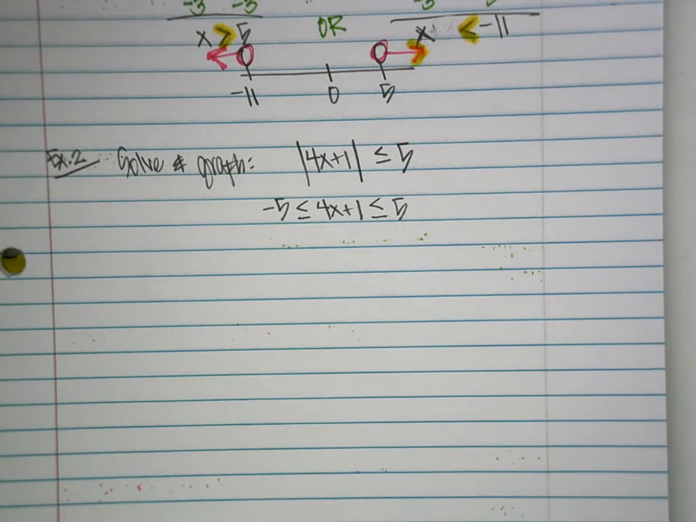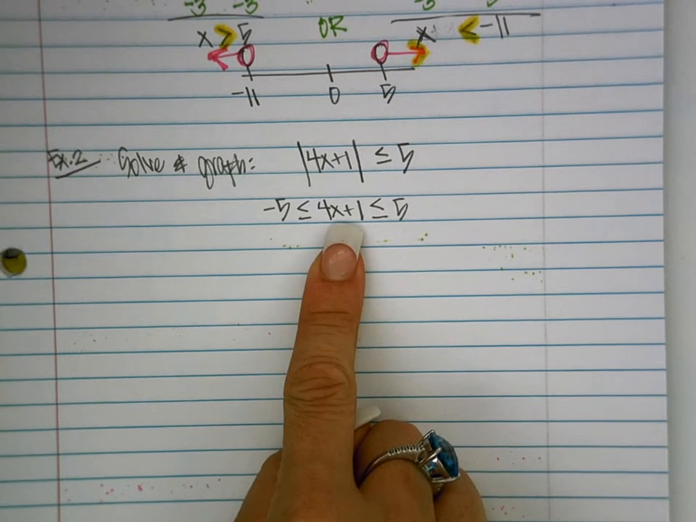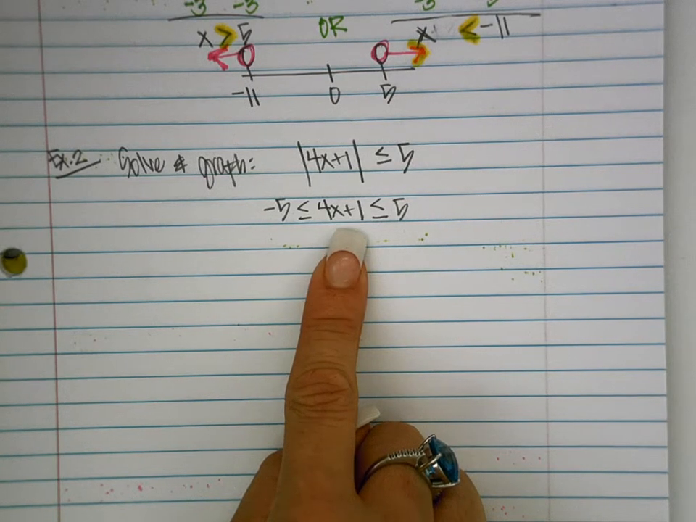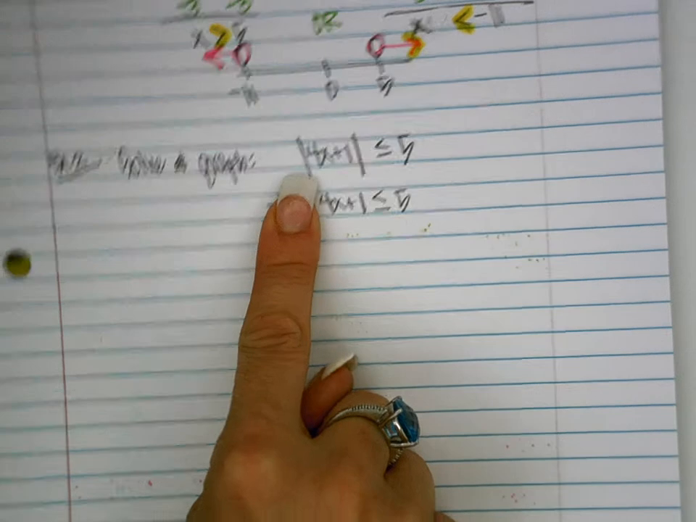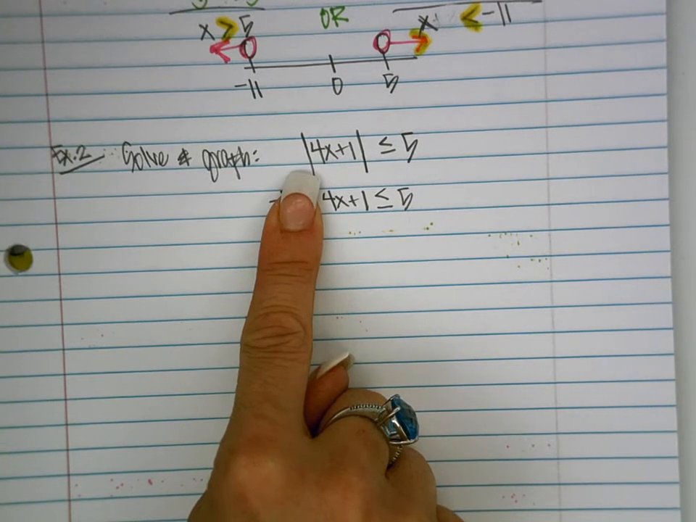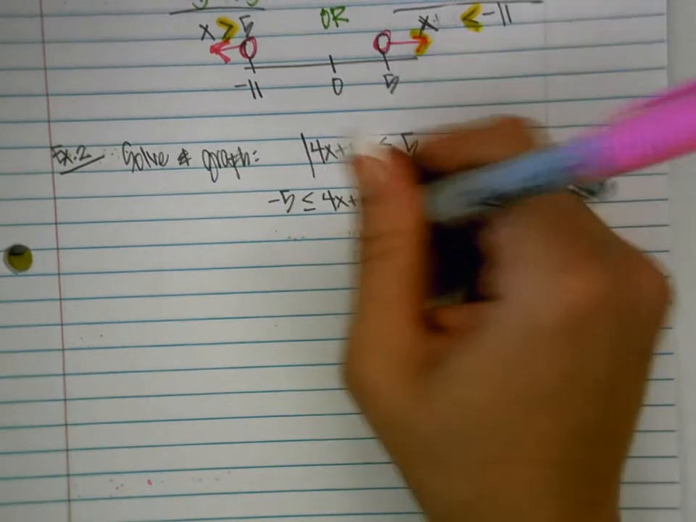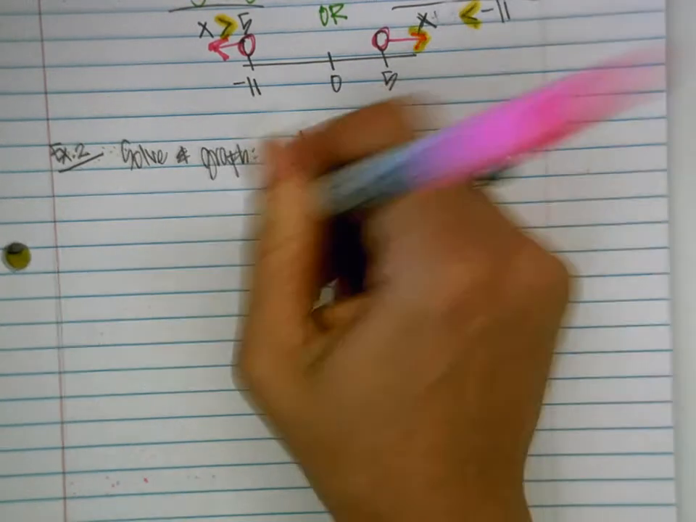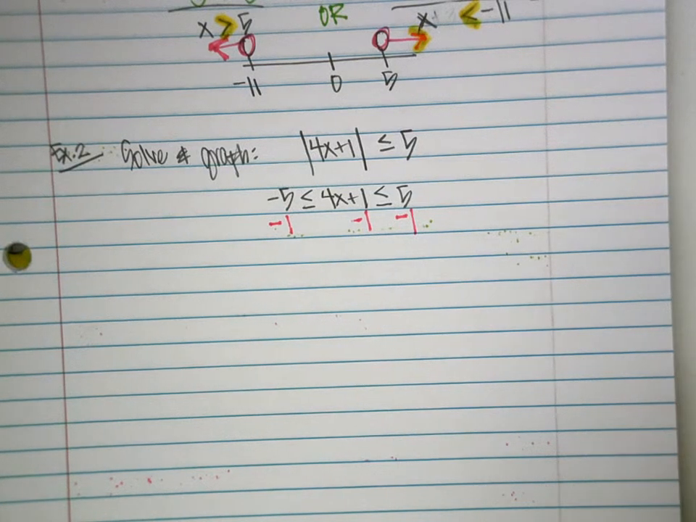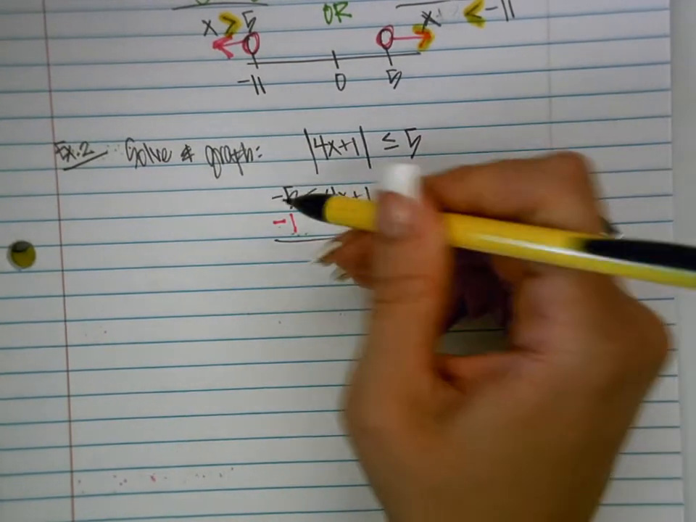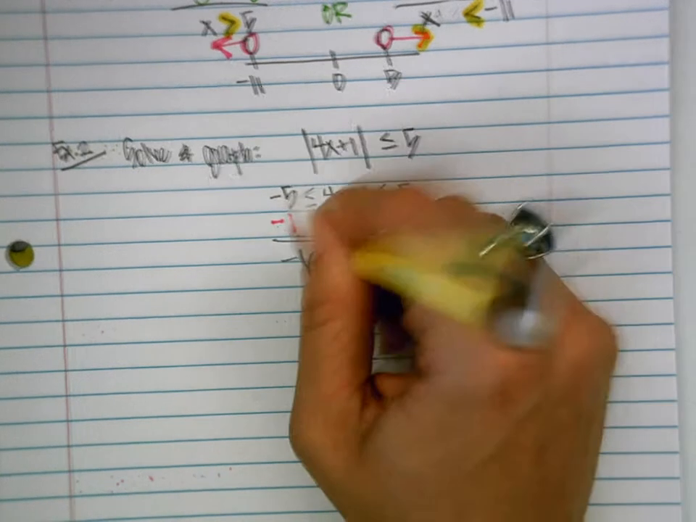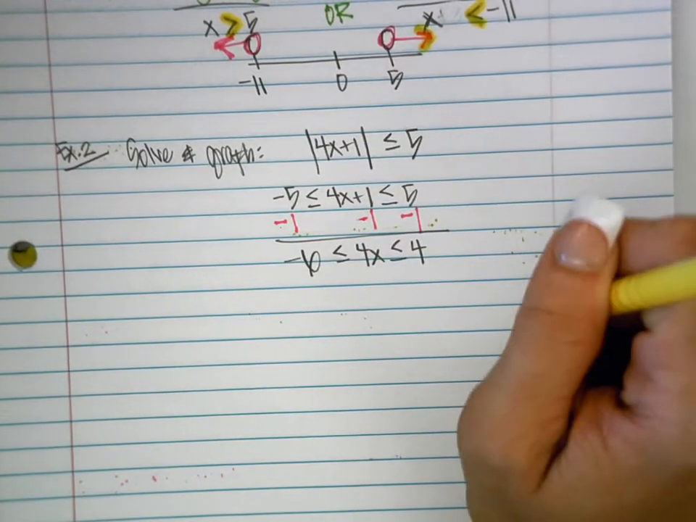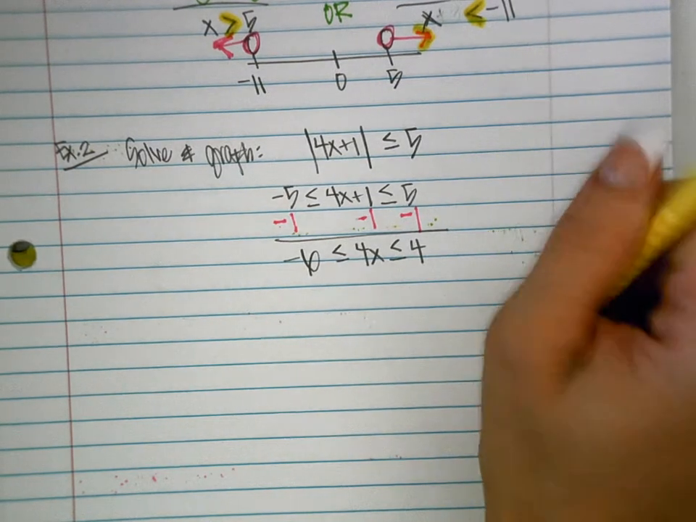So what is the first step I should take to getting x by itself? Any ideas? If I was just looking at this, what's the first step you would take to getting x by itself? Subtract the 1. Do the exact same thing. Okay, so instead of doing 1 equation, we're actually going to do 2 equations. So you're actually going to be doing both equations at the same time. So combine like terms, negative 5 minus 1 gives you negative 6, less than or equal to 4x, less than or equal to 5 minus 1 is 4. Again, I want to do both things at the same time, so both equations at the same time.